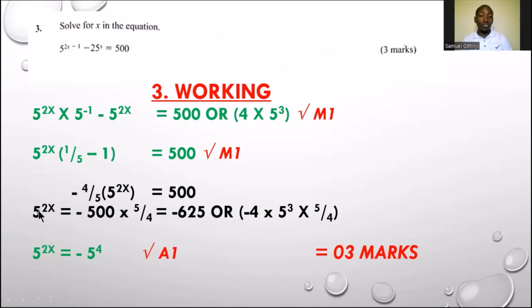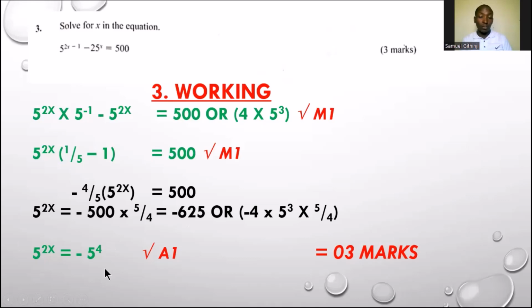Having done that, my student, then I have 500 here. This is negative 625, which can also be written as this. And how did I get this? It was the negative 4 over 5, the reciprocal of it multiplied on both sides. If I do 500 multiplied by 5 over 4 with the negative, I'll get negative 625. Yes, my student, you can see that.